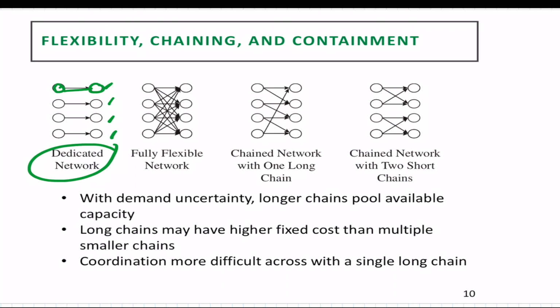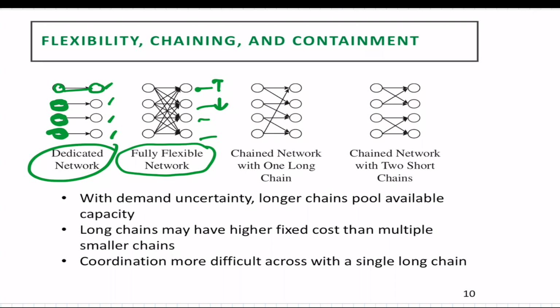With a dedicated network, what can happen is, if demand becomes more than the capacity, then this plant cannot fulfill that extra demand. But if we have a fully flexible network where each plant is able to produce not one but all 4 different types of products, this will be very beneficial if demand is unpredictable. For example, if demand for the first product goes up and demand for the second product goes down, whatever extra capacity the second plant has can be used for producing extra items of the first type.